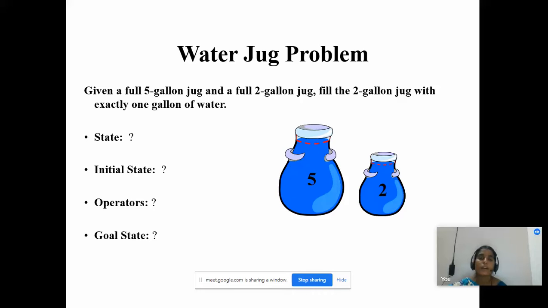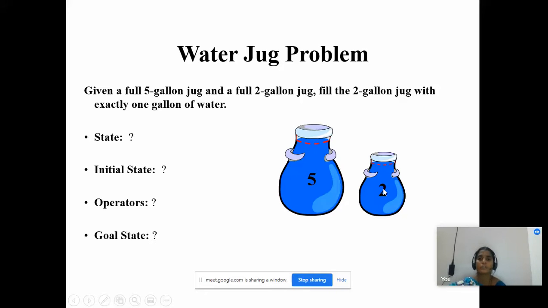So here they are giving 2 jars. One has a capacity of 5 gallons, and another has a capacity of 2 liters. Here, what is the state? We have 2 jugs, one with capacity 5 and another with capacity 2. So it's a water jug problem. The initial state is that the two different jugs, of 5 liters and 2 liters, are empty.